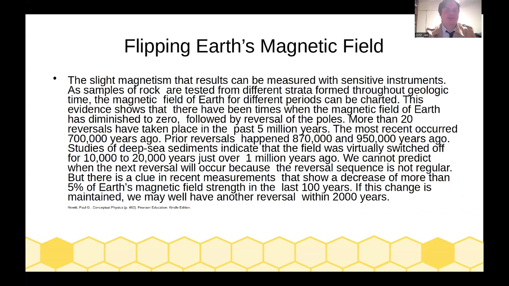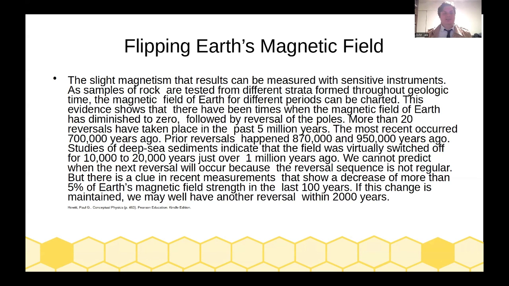So the slight magnetism that results can be measured with sensitive instruments as samples of rock are tested from different strata formed throughout geological time. The magnetic field of Earth for different periods can be charted. This evidence shows that there have been times when the magnetic field of Earth has diminished to zero, followed by reversal of the poles. More than 20 reversals have taken place in the past 5 million years. The most recent occurred 700,000 years ago. Prior reversals happened 870,000 and 950,000 years ago.